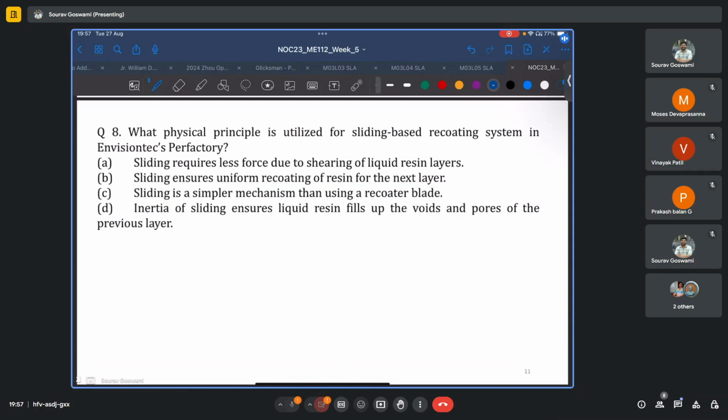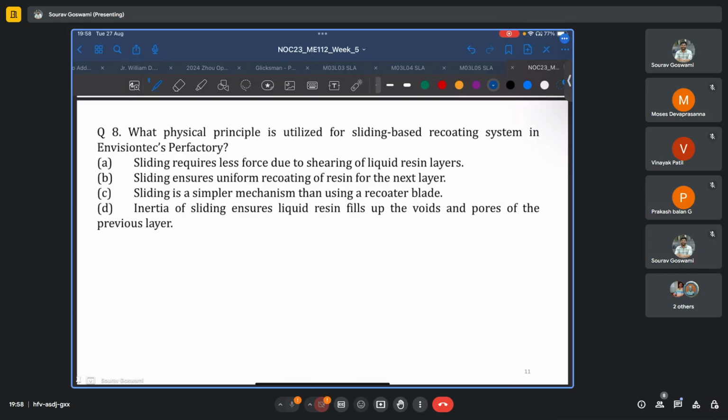What physical principle is utilized for sliding based recoating system in Envisiontec Perfactory? Is it that sliding requires less force due to shearing of liquid resin layers? Sliding ensures uniform recoating of resin for the next cycle. Sliding is a simpler mechanism than using a recoater blade, or inertia of sliding ensures liquid resin fills up the voids and pores of the previous layer. I see multiple statements which are correct, but we are asked to state the physical principle.